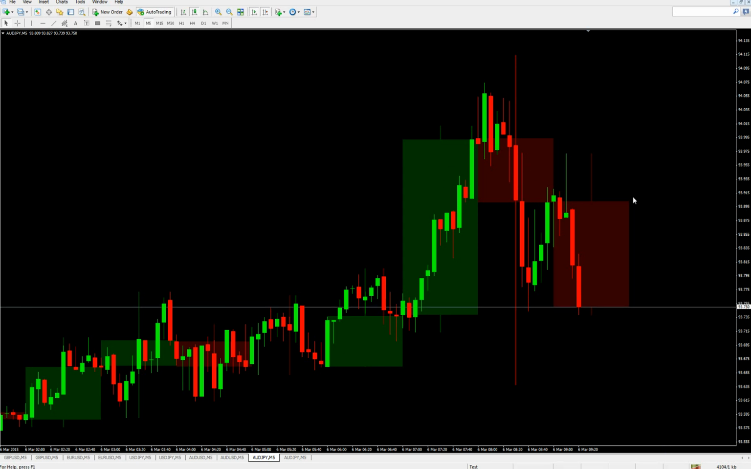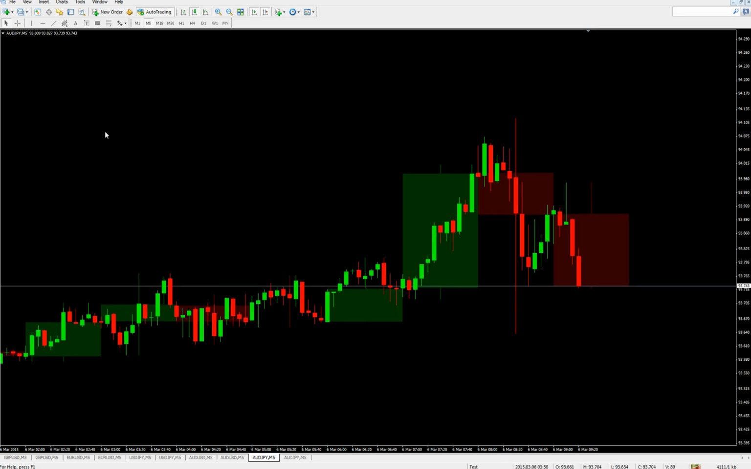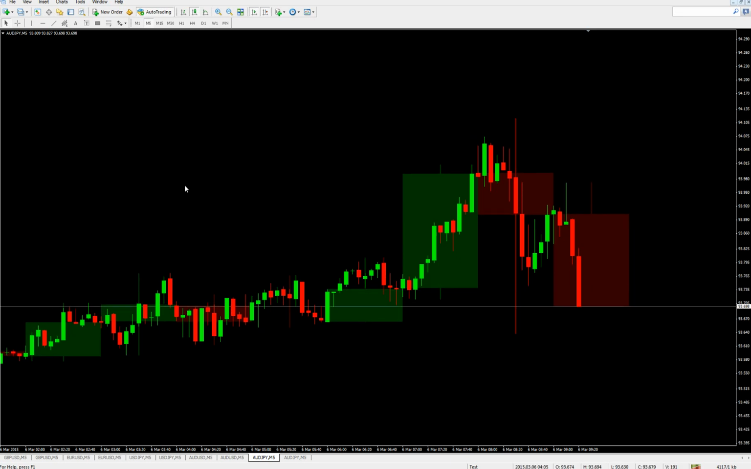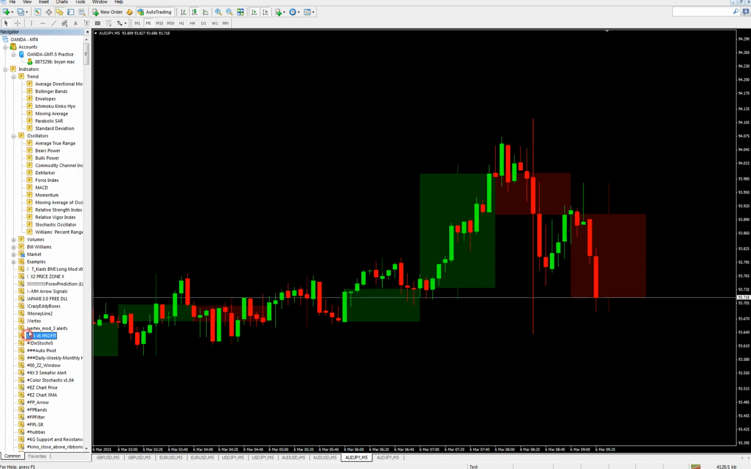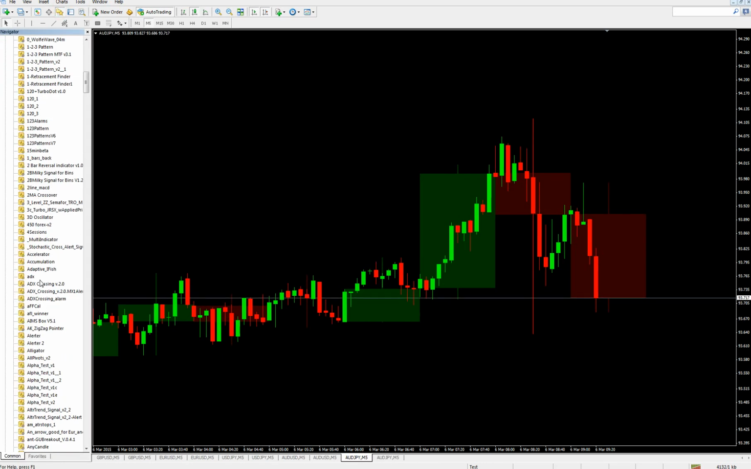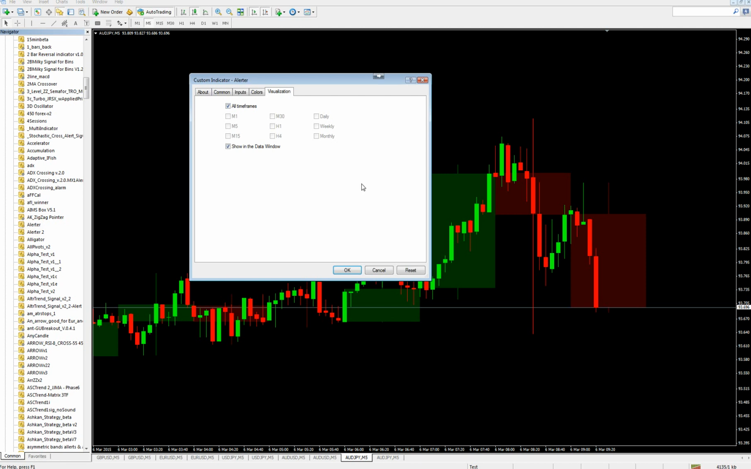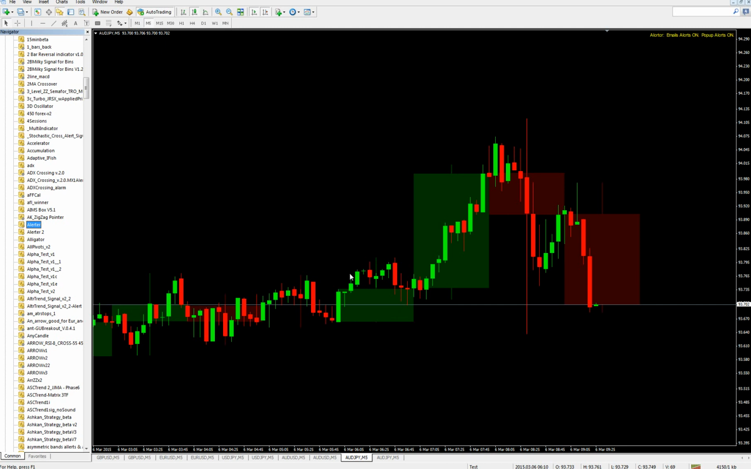Last thing I'm going to go over, and this is, so if you're drawing your own support and resist lines, all that is something on your chart. You want to get alerted to it, and I've shown this one before, but let's go to, let me find it, alerter. Okay, so this one, all you have to do is have this on the chart. There's nothing to type in, nothing to put in. You just throw it on the chart.